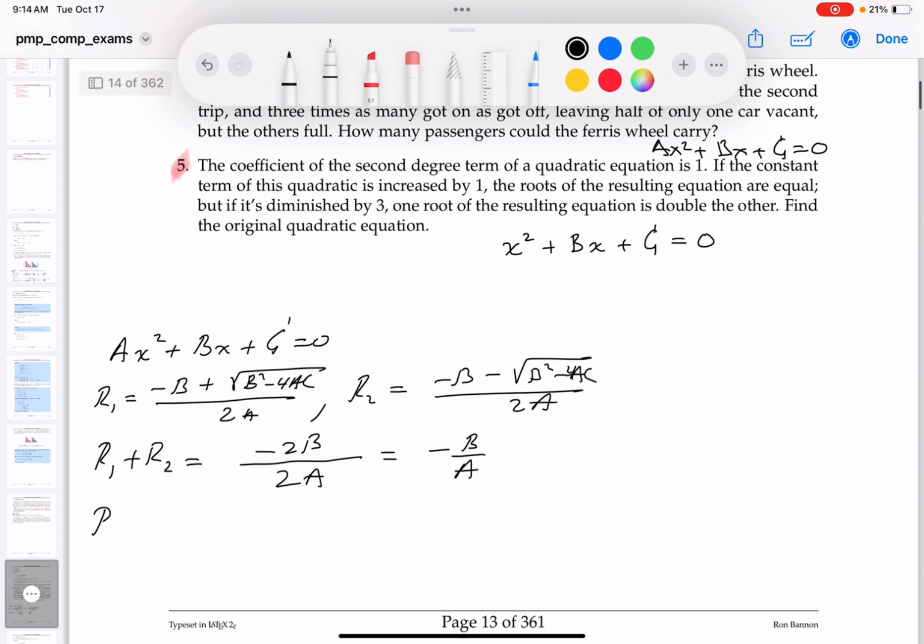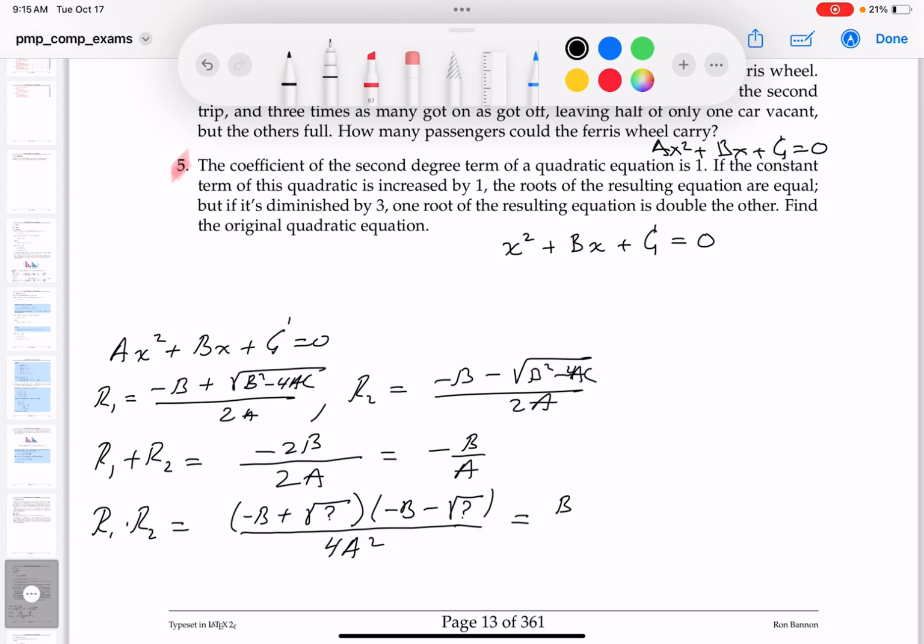I also want to do the product of the roots, R1 times R2. And if I did that, these are conjugates, by the way. On the bottom you'd get 4a squared. I'm trying to do the product, so let me write it down for you. It's going to be minus b plus some nightmare, and then minus b minus that nightmare. Well, it doesn't look too bad. What are you going to get? They're really just conjugates. You're going to get b squared over 4a squared.